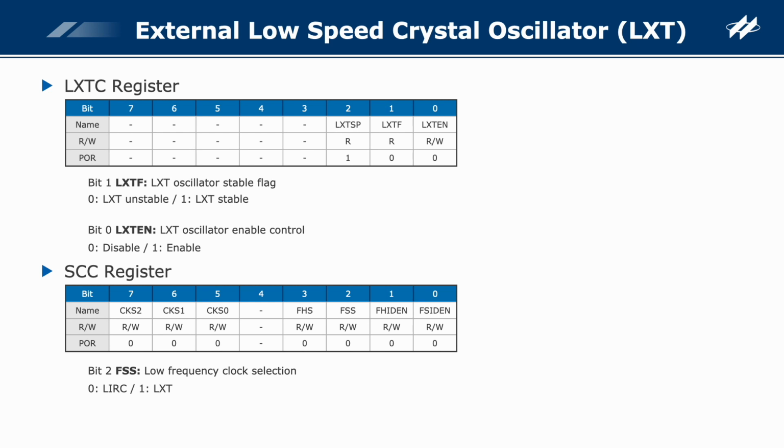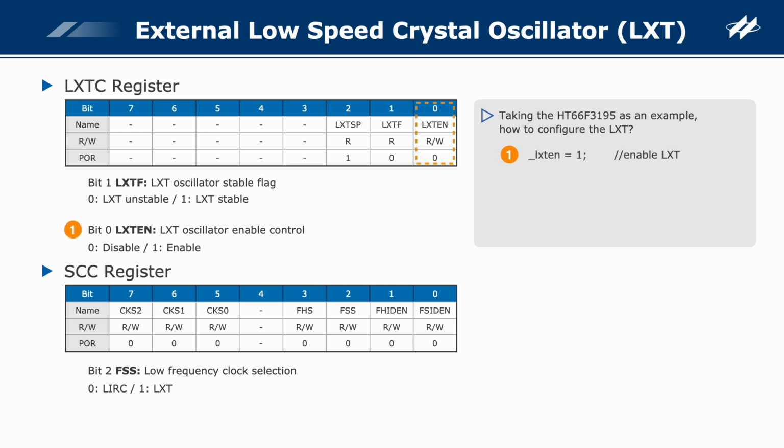For the HT8 MCUs, the external low-speed crystal oscillator is configured using the LXTC and SCC registers. Take the HT66F3195 as an example. How to configure the external low-speed crystal oscillator?